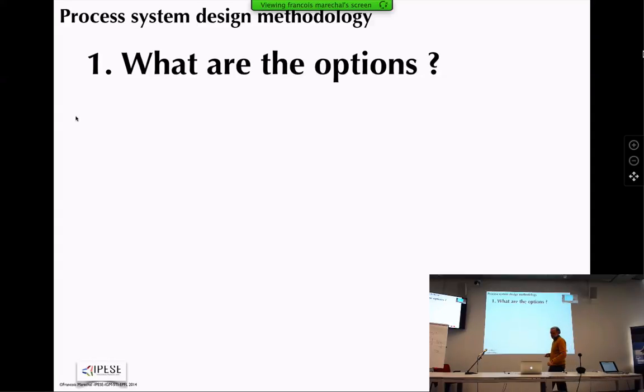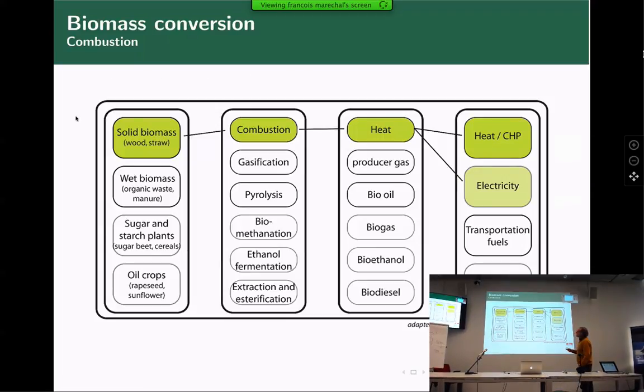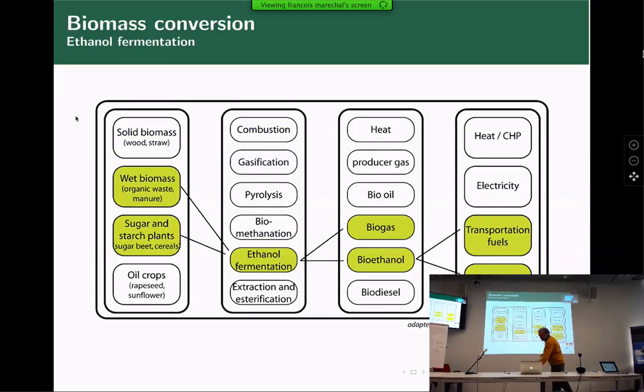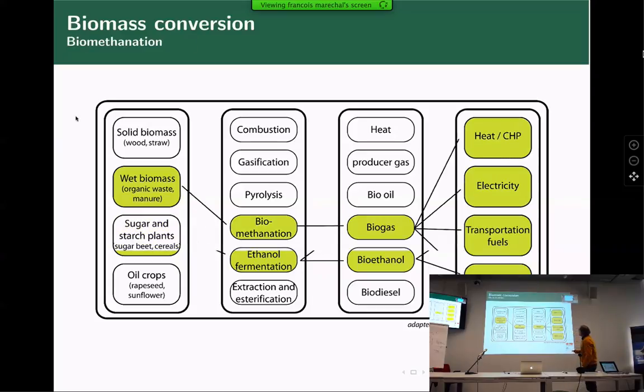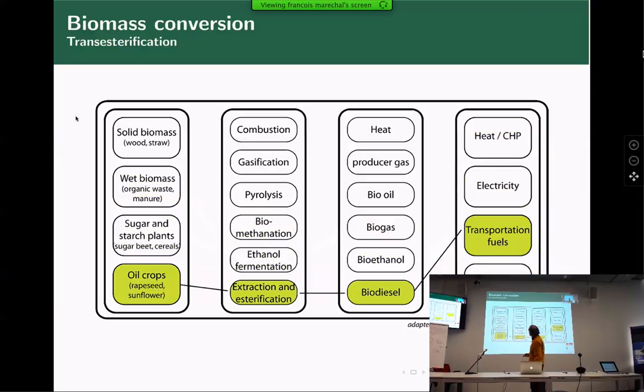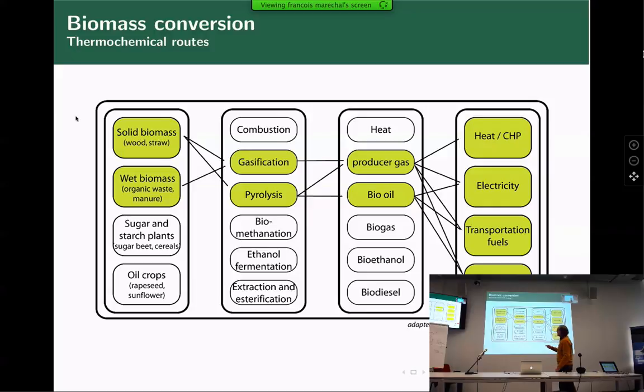And among the options, then I can have a list of possibilities. So if my biomass is solid, then I can do combustion and I can produce heat or electricity. But of course, I will go towards a more efficient way, because I have different options. I made the list, and of course I'm going to go to this one, where I can convert the solid biomass by gasification in order to produce producer gas, and can then produce the transportation fuel that I need.